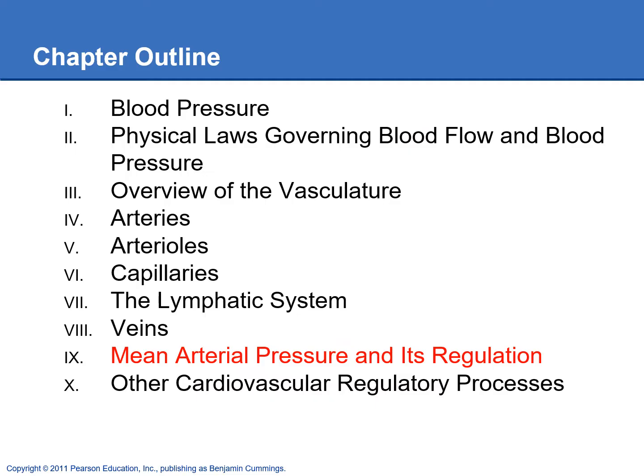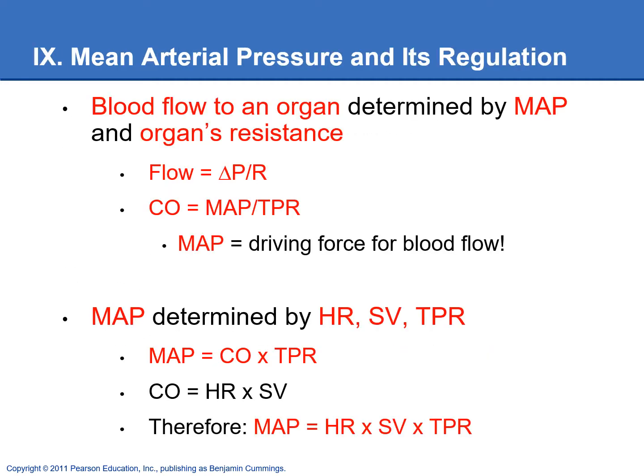In this part, we're going to look at mean arterial pressure and its regulation. So it's really important to regulate the blood pressure because this is going to determine the blood flow to the organs. So remember our flow rule, cardiac output or blood flow is equal to MAP divided by the total peripheral resistance. So if you increase or decrease the blood pressure, that will affect the cardiac output, the blood flow to the organ. And then we're just going to rearrange our flow rule down here.